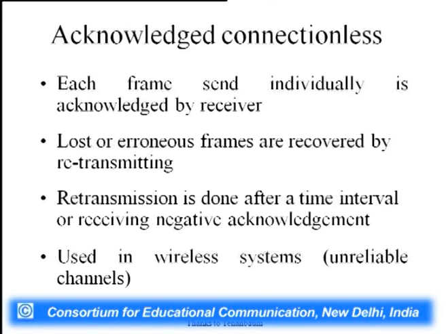Then we have acknowledged connectionless service, where each frame is sent individually and is acknowledged by the receiver. That means the sender sends a frame and then waits for the acknowledgement, which is sent by the receiver. Therefore, lost or erroneous frames are recovered by retransmitting. That means, if the sender knows that the frame it sent has been lost or has an error, it can retransmit the same frame. So, next time the frame may reach correctly without any error.